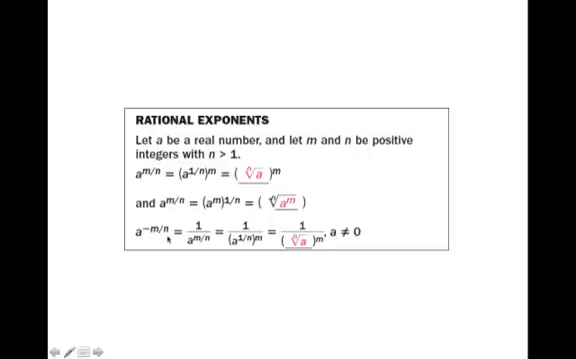A to the negative m over n, deal with the negative first. So write it as 1 over a to the m over n. And that's going to equal 1 over a to the 1 over n to the m power, which is the nth root of a to the m power in that denominator there. And a cannot equal 0 or else the whole thing is undefined.